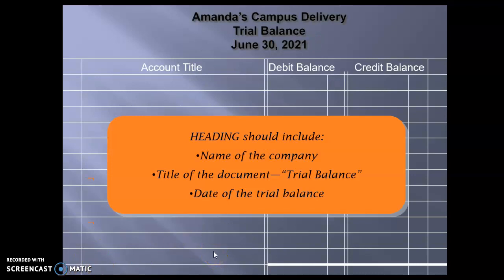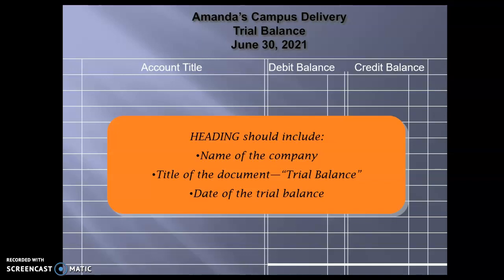Now here we're going to run through how to actually do a trial balance. This uses the campus delivery example demonstration that's shown in your textbook. And so the first thing that we're going to do is we're going to put a heading on top of it. Every formal accounting document should have a heading on it. And the heading is going to have the name of the company, and then what is this? In this case, it's a trial balance.